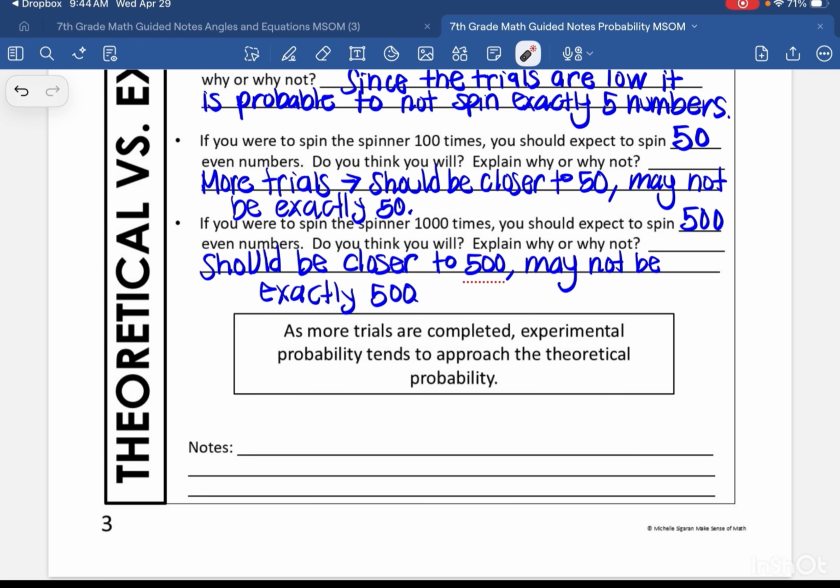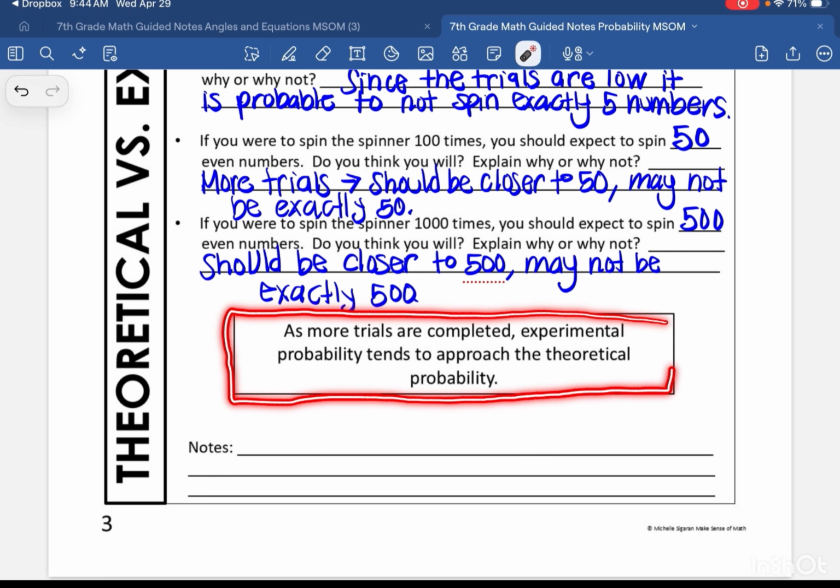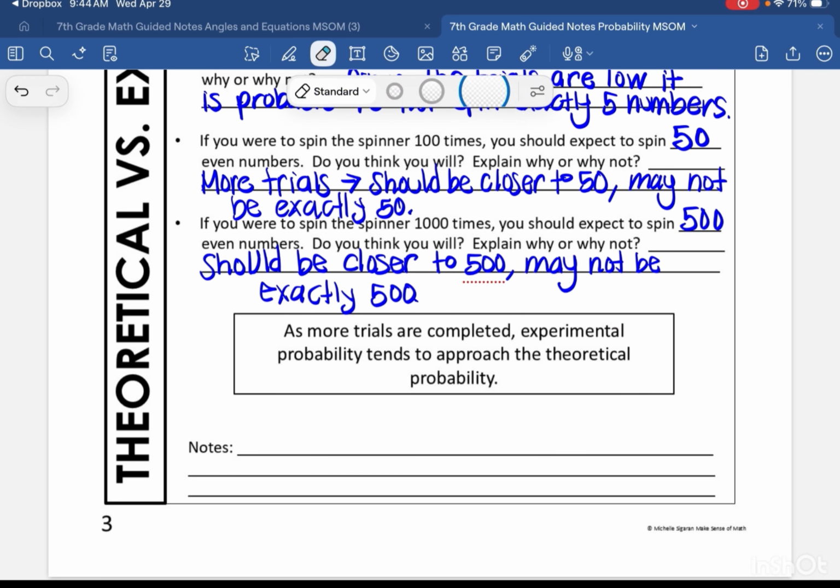Let's read this statement down here that's in a box. It says, as more trials are completed, experimental probability tends to approach the theoretical probability. This is a very important concept. Theoretical probability is what mathematically should happen. Experimental probability is what actually does happen. As you do more and more trials, they are going to get closer and closer together, meaning the experimental probability is going to be closer and closer to the theoretical probability.